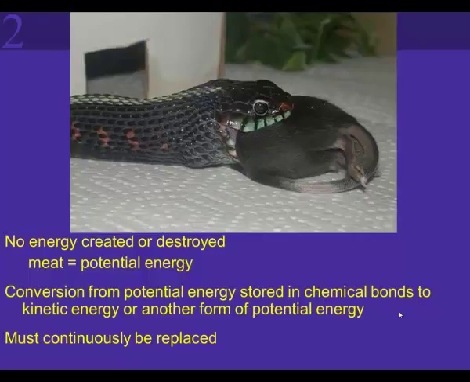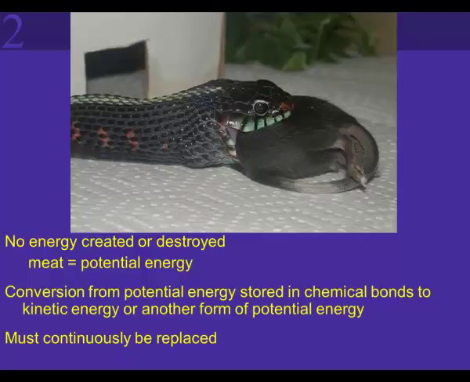But in terms of energy that can be used by organisms, we're generally talking about the energy that's stored in chemical bonds. So for this snake, that meat and that rat it's eating represents potential energy. So what happens during metabolism is that potential energy that's stored in chemical bonds will be converted to kinetic energy or another form of potential energy.